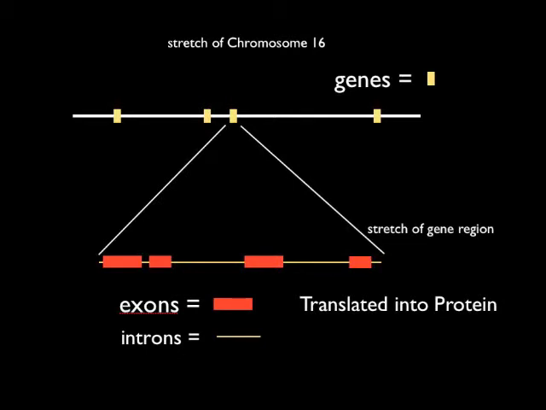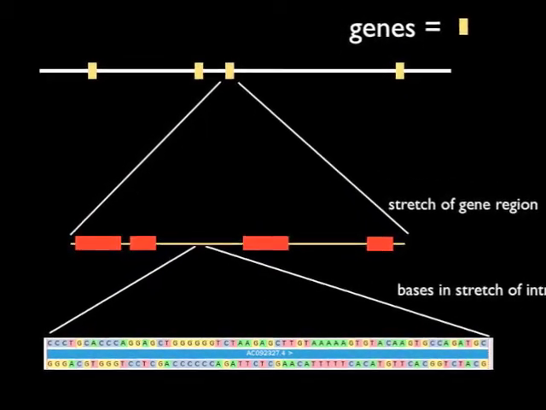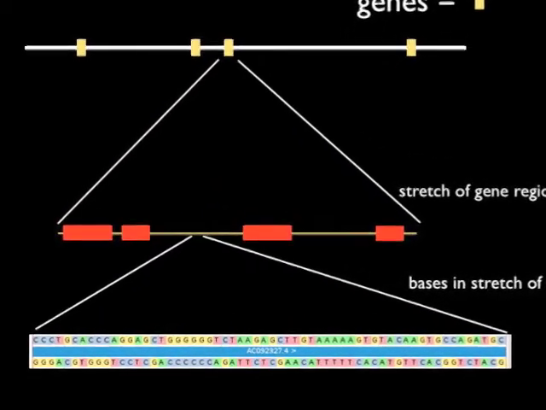This cartoon of a gene is just a cartoon, and if we could look more closely into what the DNA looks like, we would see the sequence of A's, C's, T's, and G's that make up the code of DNA.